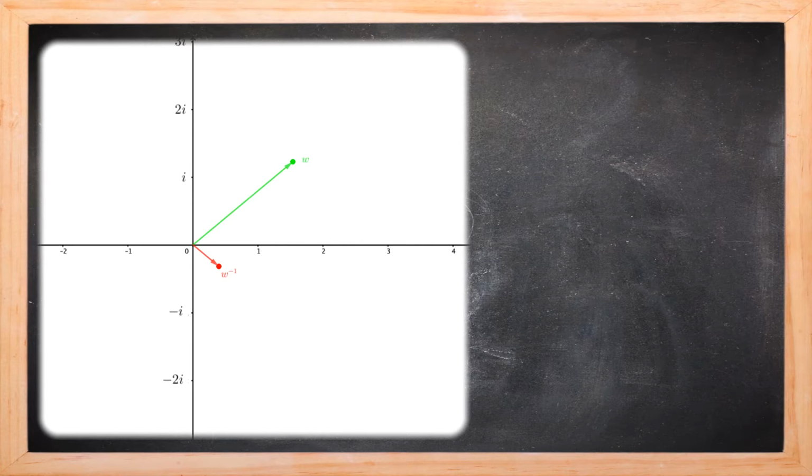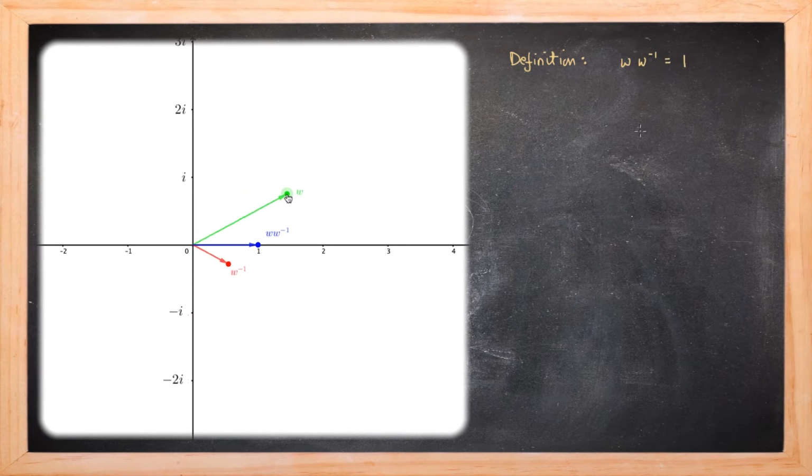Now here we have complex number w, and here's its reciprocal, w to the minus 1. Now what's the definition of w to the minus 1? Well, it's the complex number which, when multiplied by w, gives you 1. So if we start moving w around, you can see that w times w minus 1 does not change. It's always equal to 1.